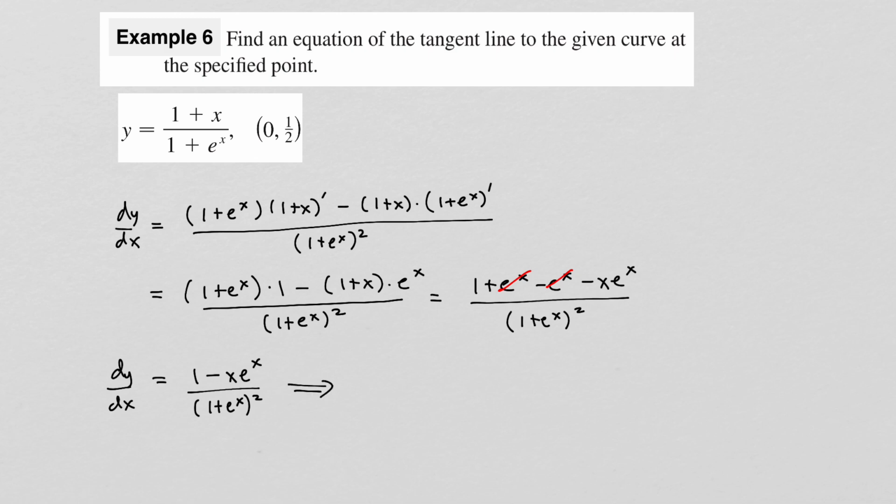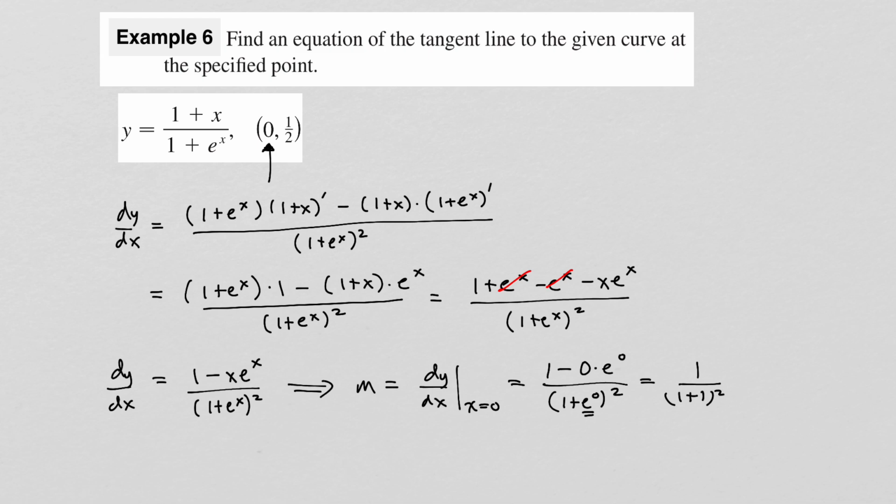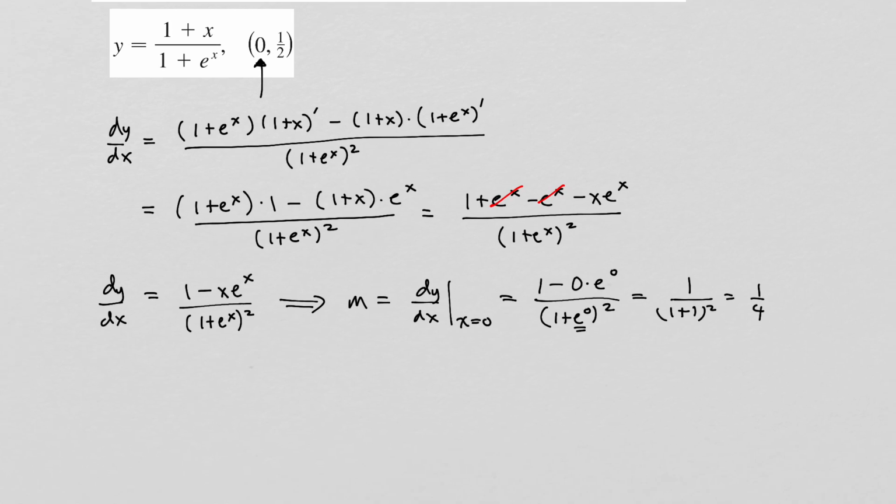Now from this, we need the slope of our tangent line. The slope of your tangent line is dy dx evaluated when x is equal to the x coordinate of the point of tangency, which is 0. And this is going to be 1 minus 0 times e to the 0 divided by 1 plus e to the 0 squared. And this is 1 on top, and then e to the 0 is 1, so we have 1 plus 1 squared, and when you do the math on that, you get 1/4. So the slope of our tangent line is 1/4.